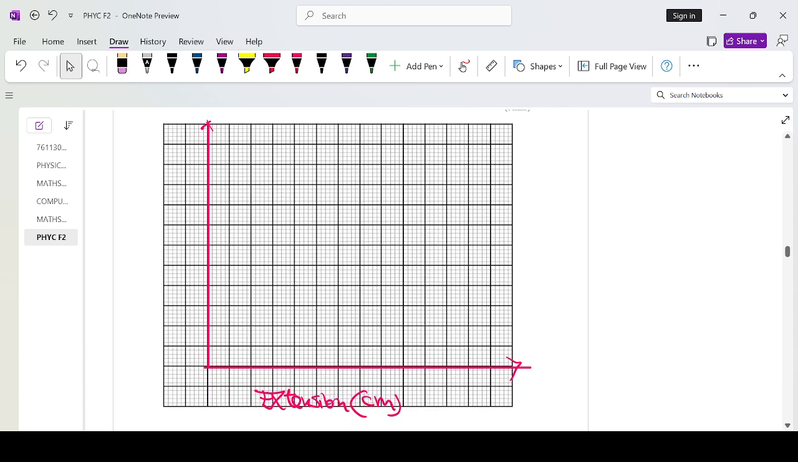Force in newtons. So how will we have that? That will be force. The unit is in newtons. We'll see what we'll do later. But so far I've labeled the axis with units.